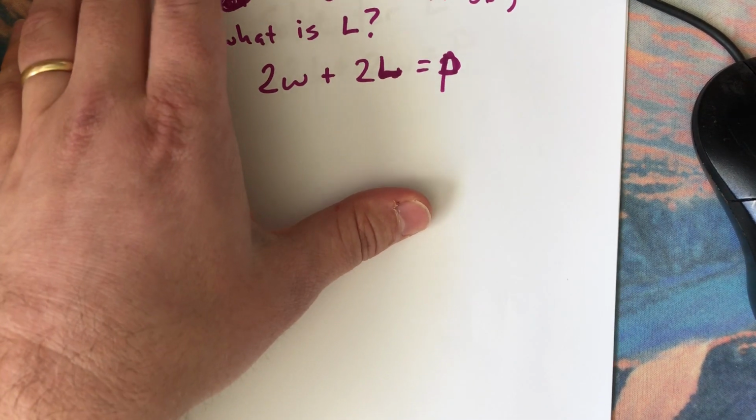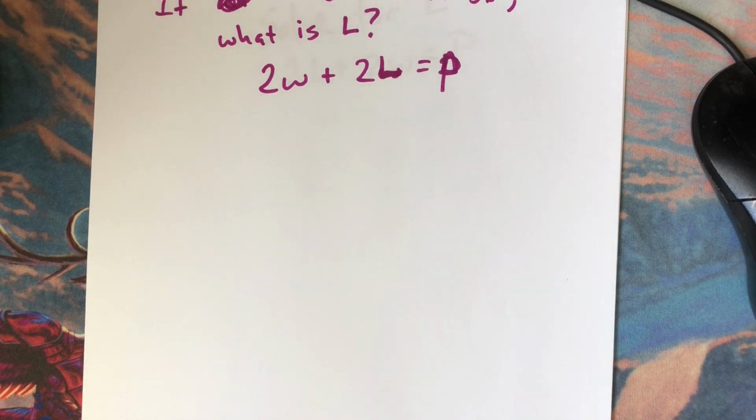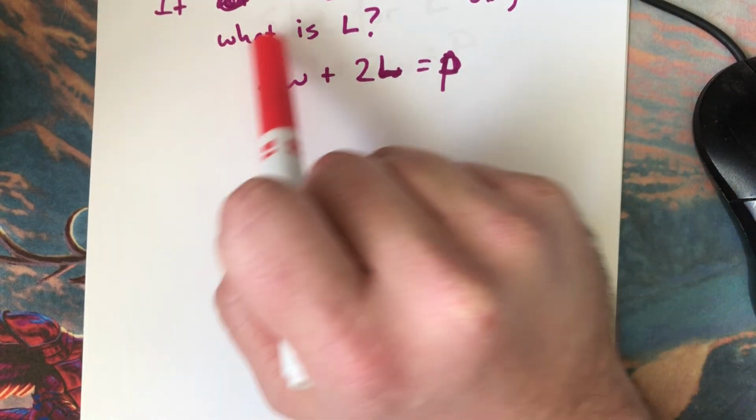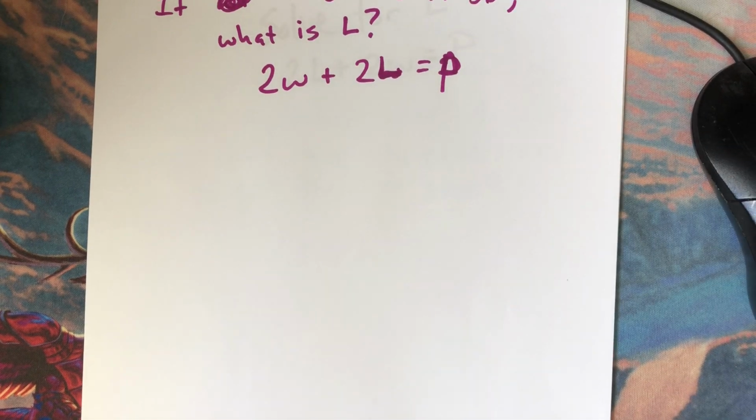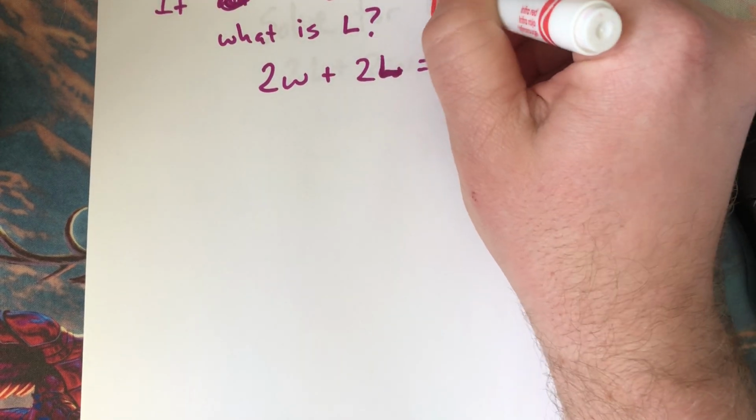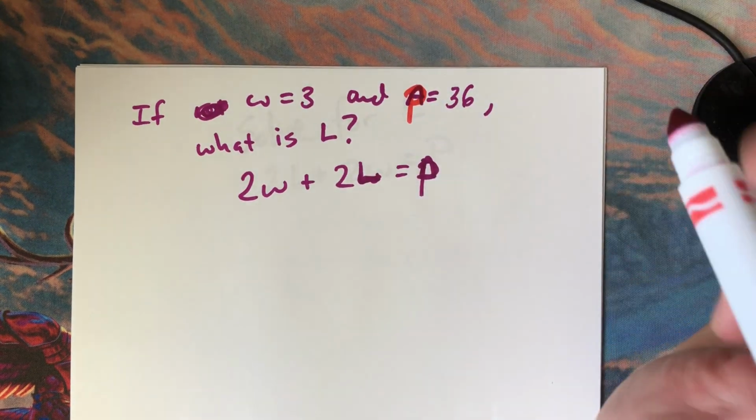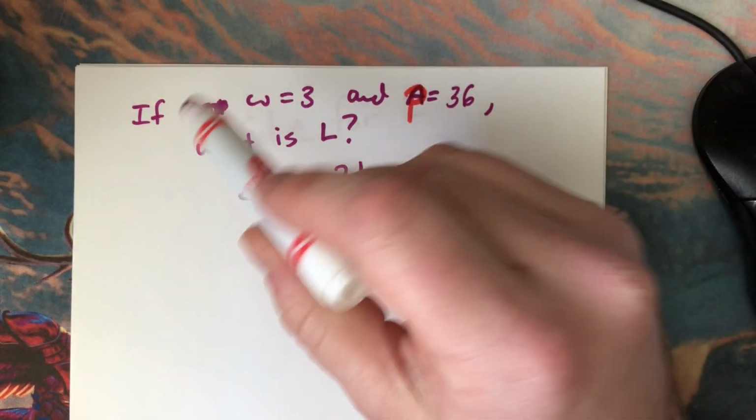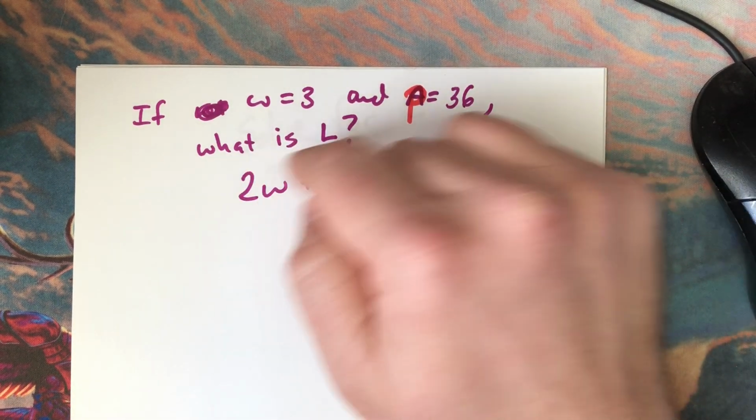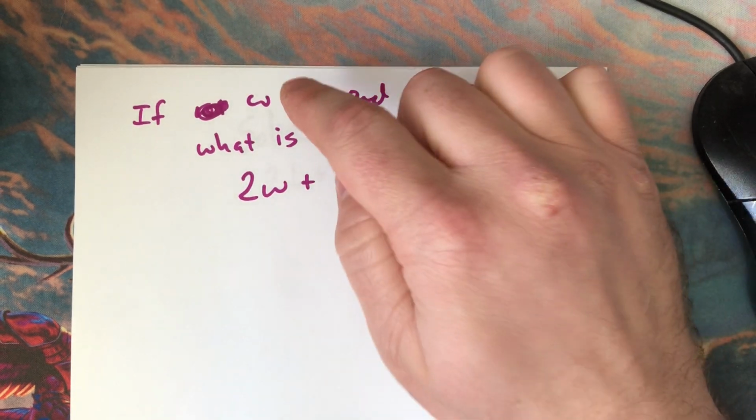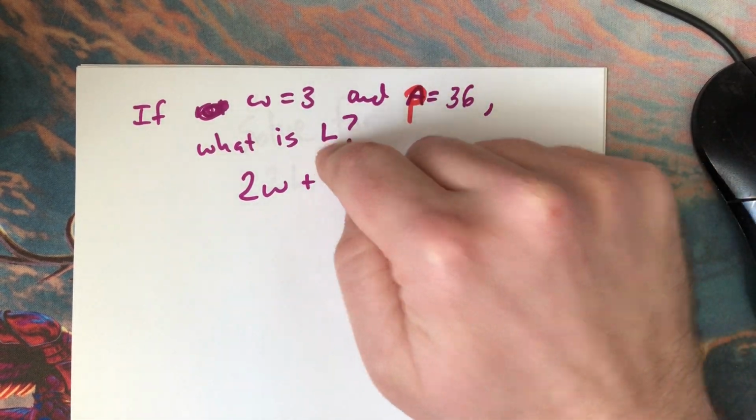All right, so this is still part of number 1. I just ran out of space on my previous paper. If W is equal to 3 and A, good job. You may notice there were some typos on here. If W equals 3 and P equals 36, not A, what is L? So if W is 3 and P is 36, what's L?